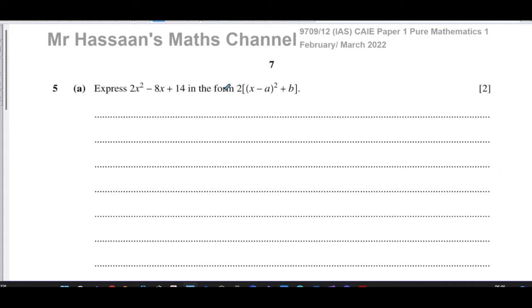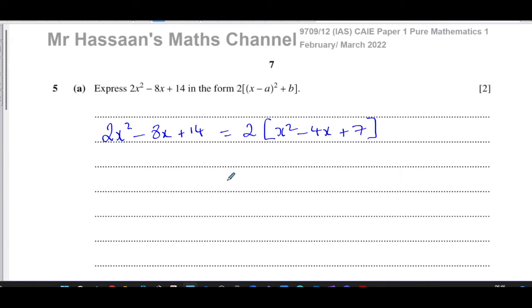So if you want to express 2x squared minus 8x plus 14 in this form, then the sensible thing would be to take out 2 as a factor of all the 3 terms, because we want to end up with that 2 outside the whole thing anyway, right? So I'm going to take out 2 as a factor. Inside I'm going to have x squared, minus 8x divided by 2 is minus 4x, and 14 divided by 2 is plus 7. So I haven't started to complete the square yet. We've just taken out the 2 from all of the terms.